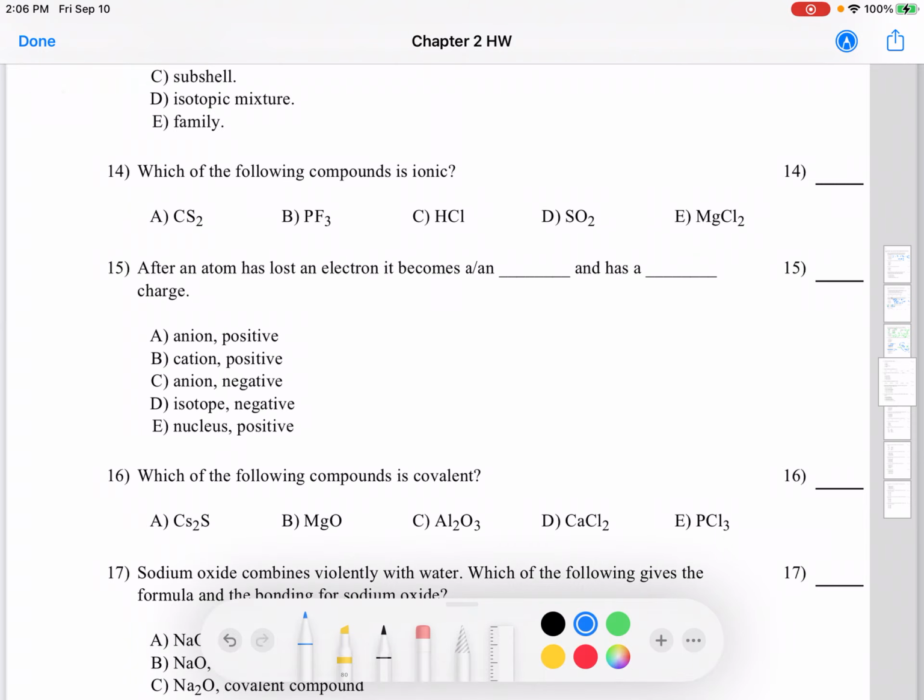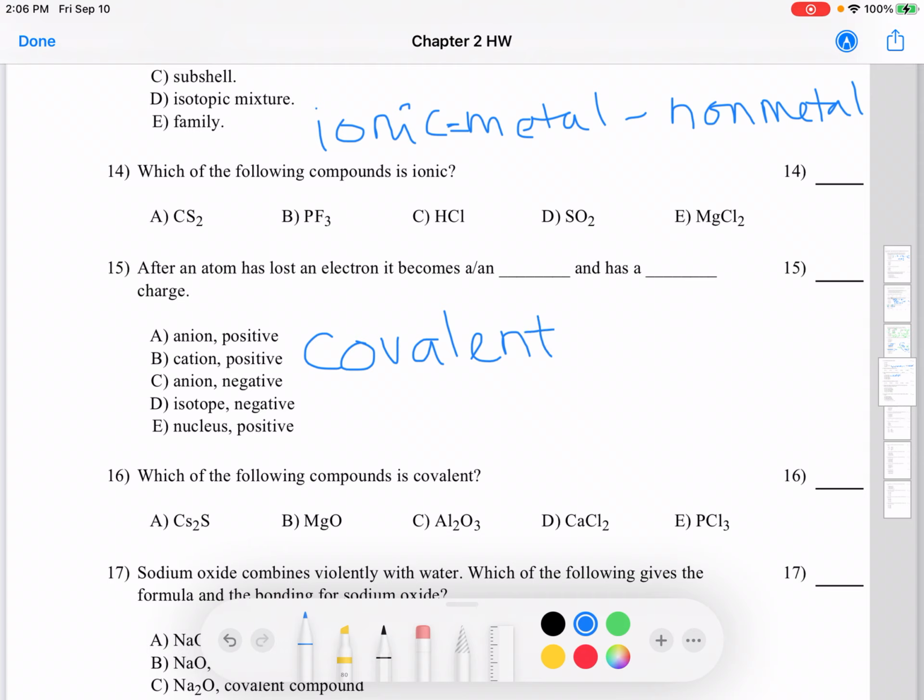Ionic compounds. So how do we form ionic compounds? Ionic compounds are formed between metals and non-metals. They don't share electrons, they transfer electrons when they form ionic compounds. So that happens between metals and non-metals. Metal will lose an electron and non-metal will gain that electron. And then covalent compounds normally form by sharing electrons, and covalent compounds are formed between non-metals.